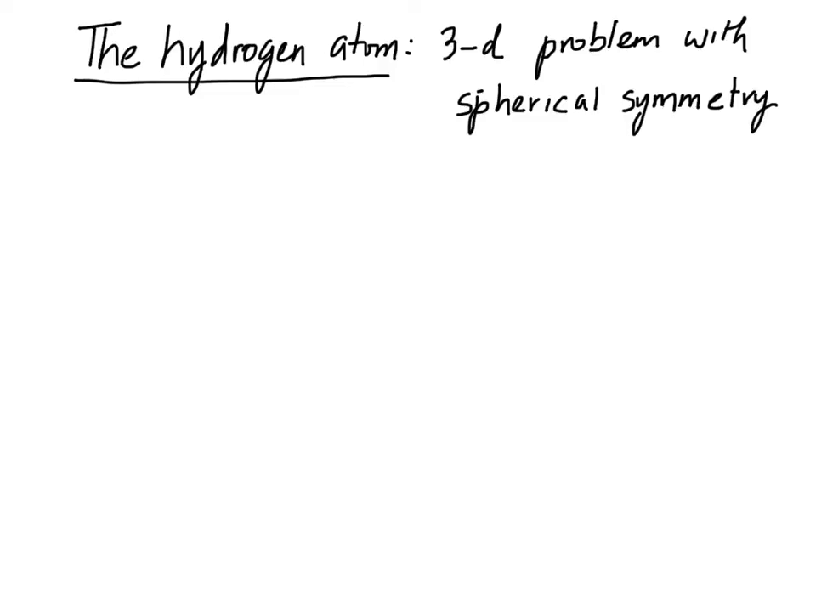And as I note here in this slide, it is a 3D problem with spherical symmetry. So these are two important aspects. So we're going to write down the Schrodinger's equation, and we're going to keep in mind that it is a three-dimensional problem. We have our electron going around our nucleus in a three-dimensional sense. So we cannot reduce this problem to a 1D problem, unfortunately. But it has spherical symmetry. So we are going to exploit the spherical symmetry in this problem.